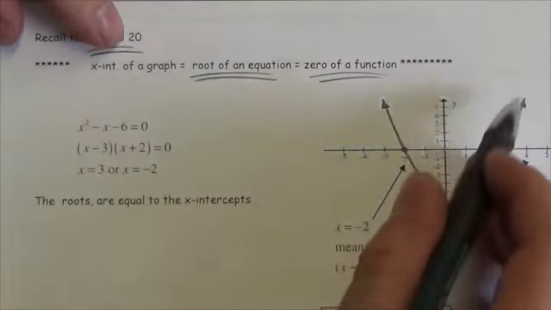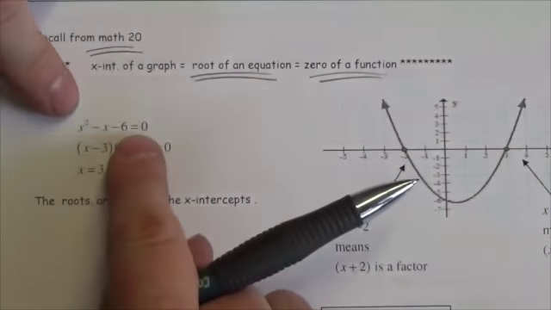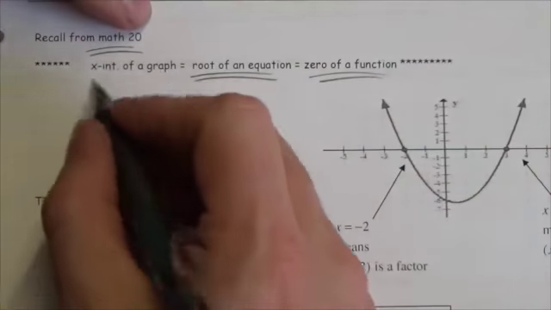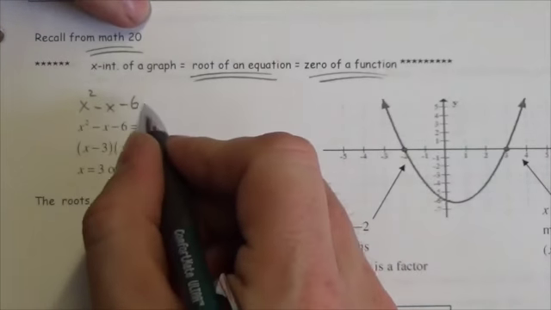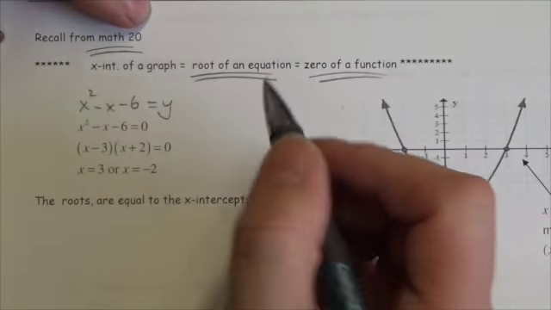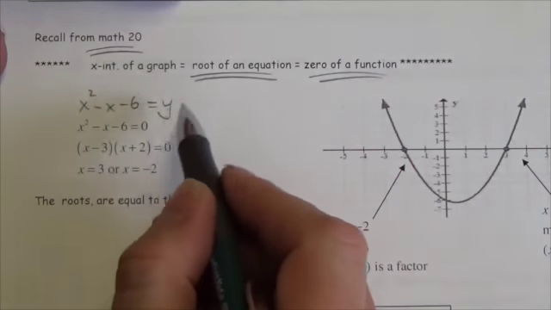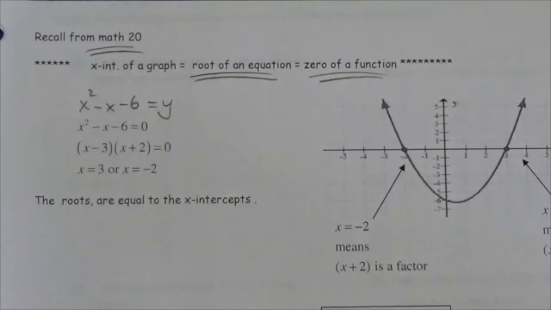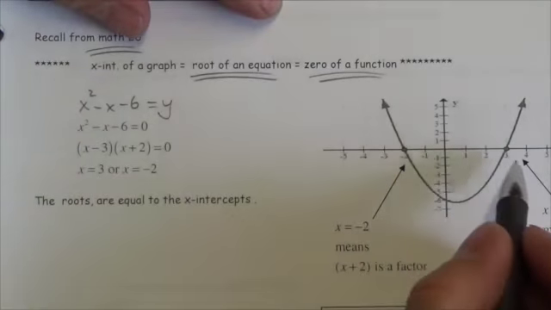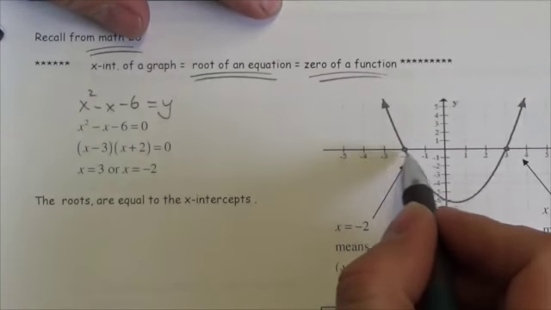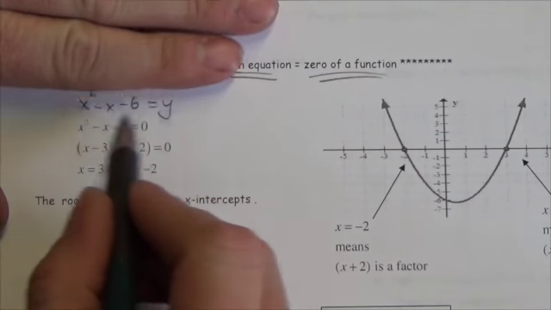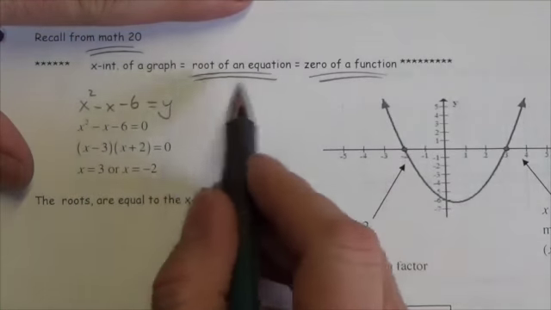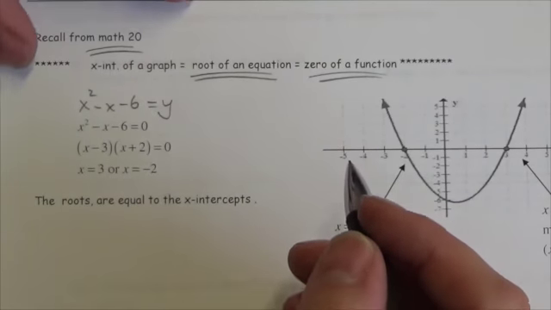Graphically, these are the x-intercepts of the graph. Now, for the zeros of the function, for example, this would be x squared minus x minus 6 is equal to y. A zero of a function means we replace the y with a 0. The significance is that the x-intercepts on a graph are the points where the y-coordinate is 0. As soon as you put a 0 there, that takes you to an equation, and when we solve an equation, we're looking for the roots. So they're all basically doing the same thing.